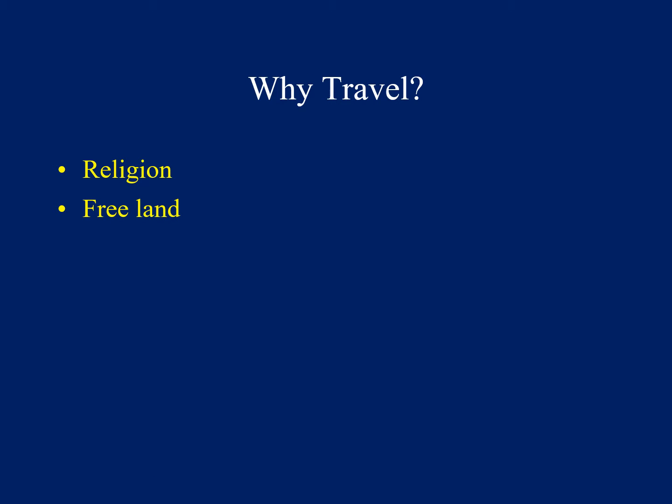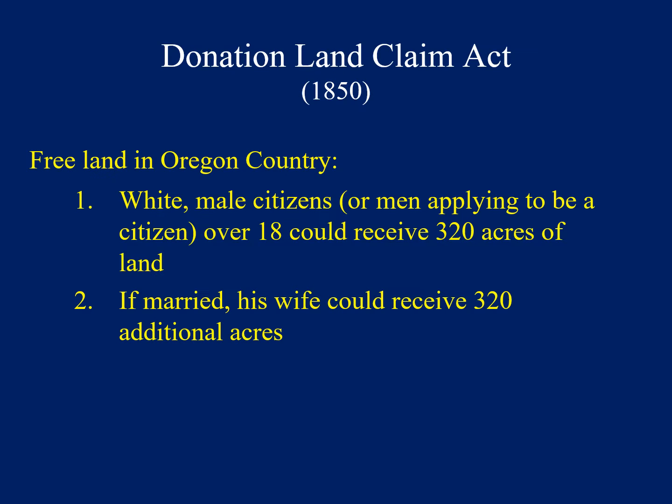Religion wasn't the only motivation for people to travel west. There was also access to free land. Congress passed the Donation Land Claim Act in 1850, and this provided for free land in what was then called the Oregon Country. First, any white male citizen or someone who wasn't a citizen but was applying to be one could receive 320 acres of land. If married, the family could receive an additional 320 acres.